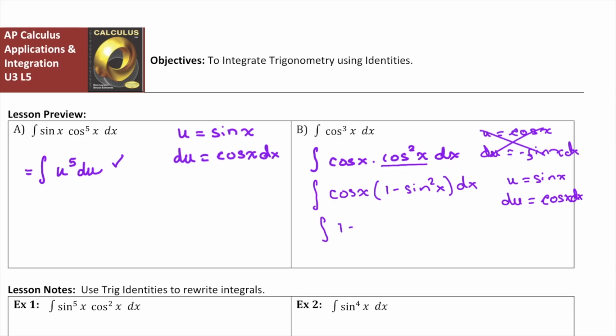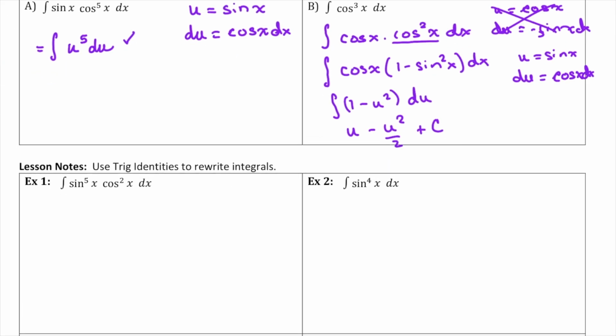We will have 1 minus our u squared, then your du gets substituted in. Now, be wary. When you find this antiderivative, you're going to have u minus your u squared over 2. Don't forget that plus c. The problem is not done. Fill your sine back into this problem, and you will have completed it.